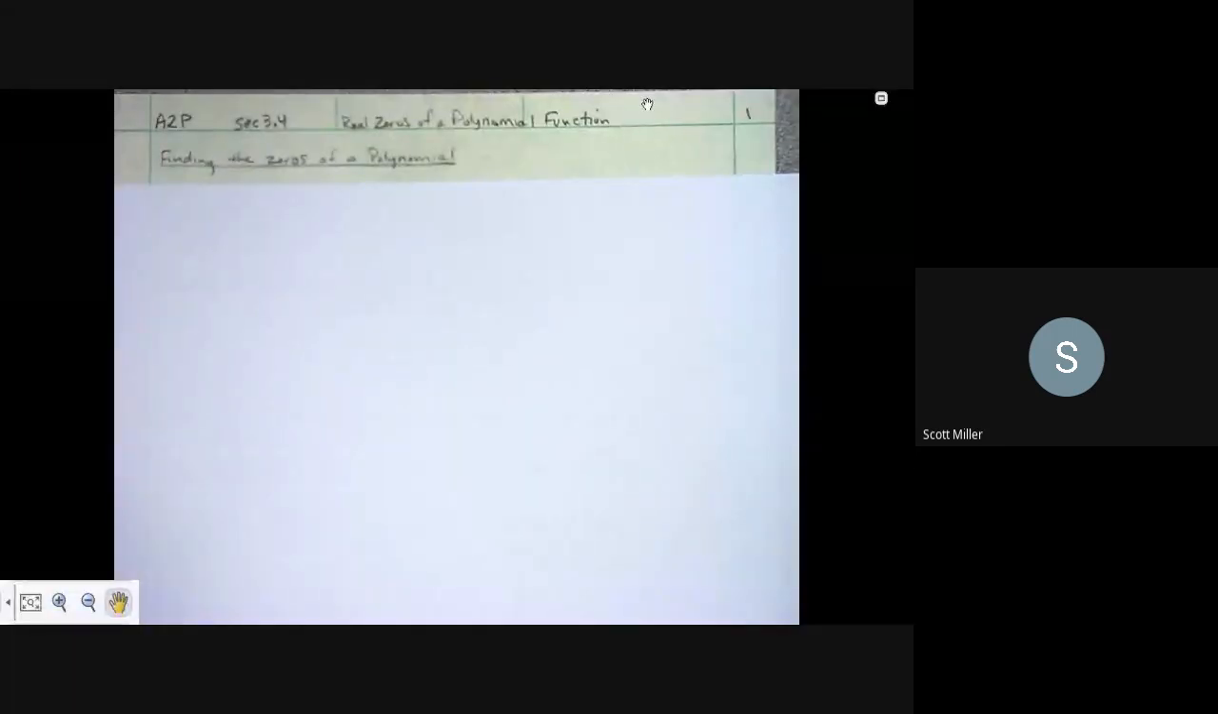So today is section 3.4, real zeros of polynomial functions. And so we want to look at finding the zeros of a polynomial. So here's a quick overview of what we talked about.